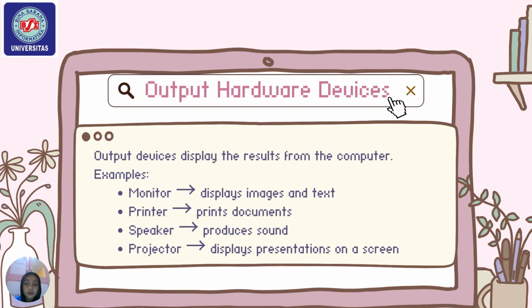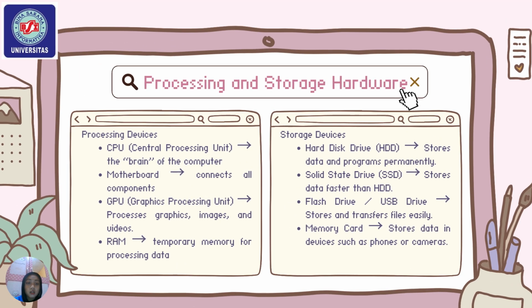So next, processing and storage hardware. Processing hardware and their functions, they are CPU, Central Processing Unit, motherboard, GPU or Graphic Processing Unit, and the last is RAM. The first is CPU. The function is to process data and control all computer operations.